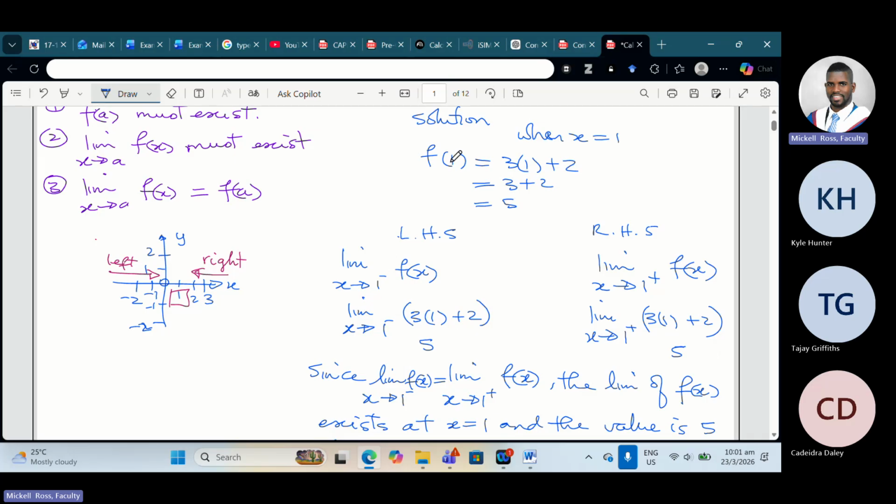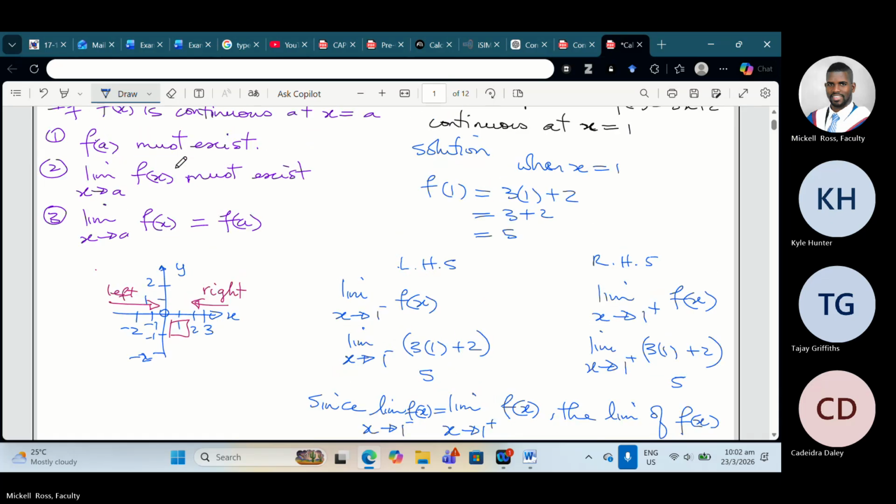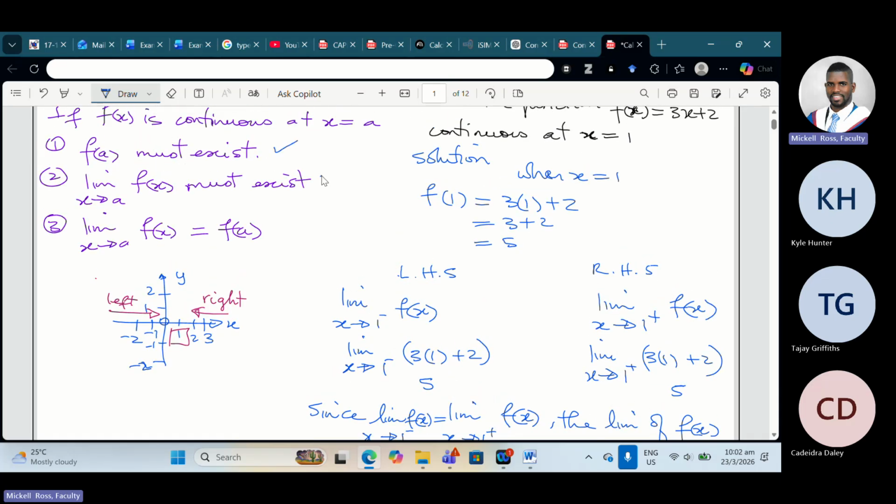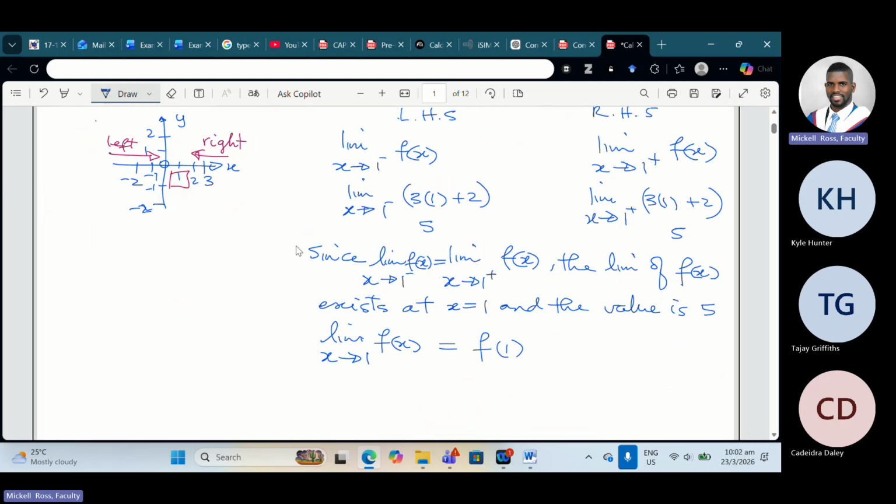So f of 1 is equal to 5, and the limit as x approaches 1 from both the left hand side and the right hand side is also equal to 5. So we proved this to be true, and we also proved that the limit as x approaches 1 of f of x is equal to f of 1. So that means we also proved that to be true. That means that this function is continuous.